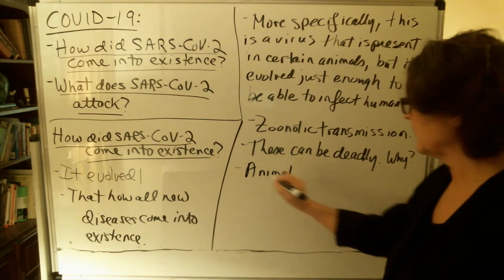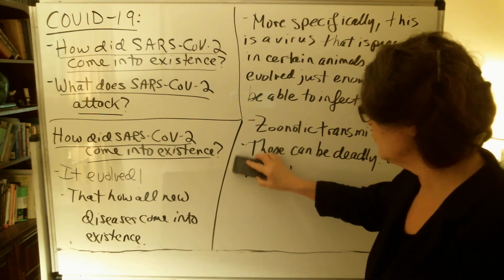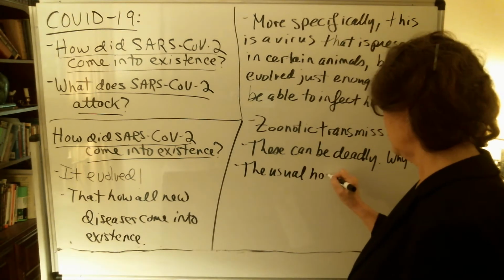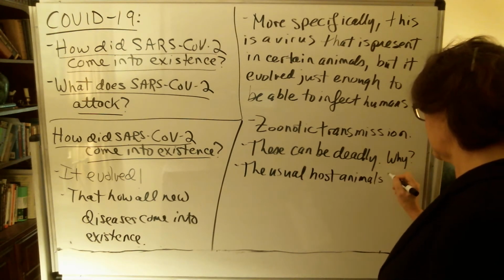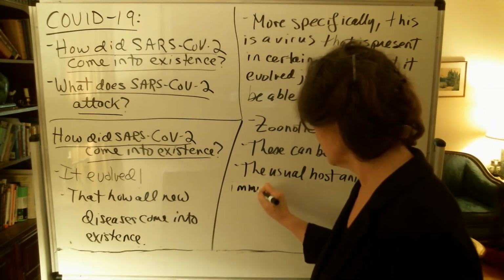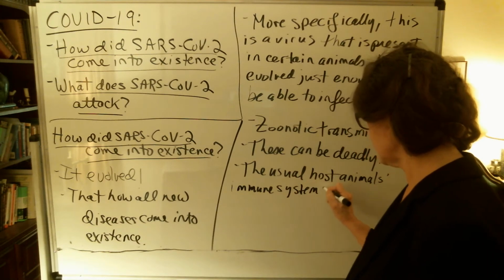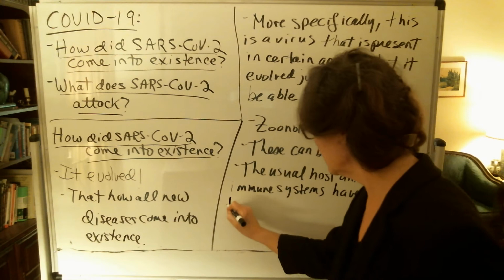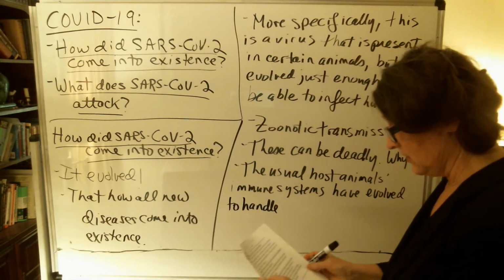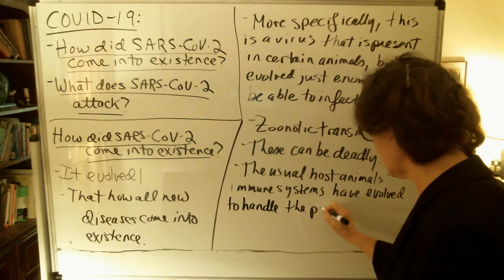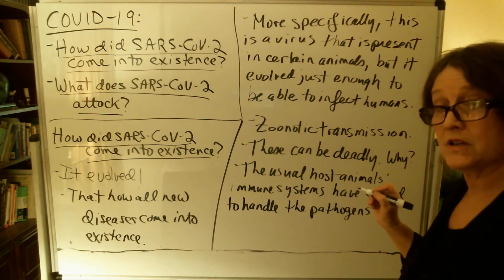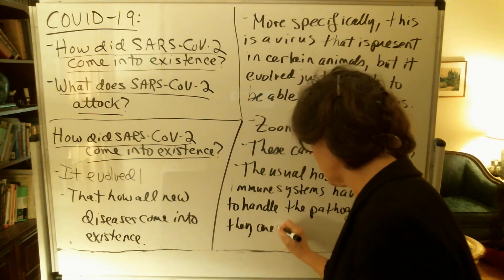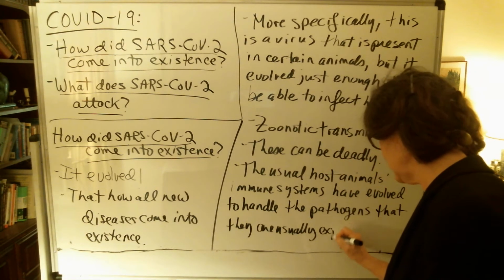So I'm just going to quickly write this down then. I'm going to say the usual host animals' immune systems have evolved to handle the pathogens, that is to say, the disease-causing microorganisms, that they are usually exposed to.